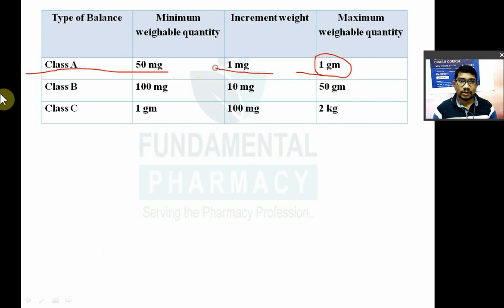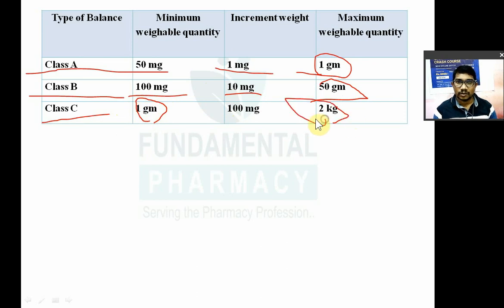Then class B balance: minimum weighable quantity is 100 milligram, maximum weighable quantity is 50 gram, and increment is 10 milligram. Now class C balance: the minimum quantity to be weighed is 1 gram, maximum is 2 kg, and increment is 100 milligram. The most accurate is the class A balance.